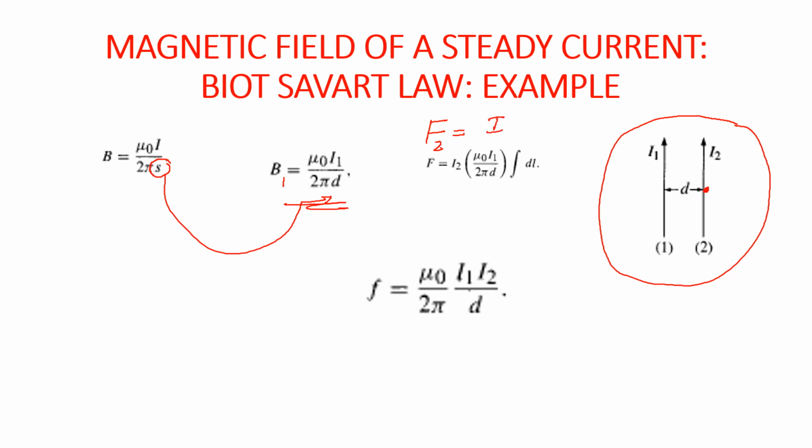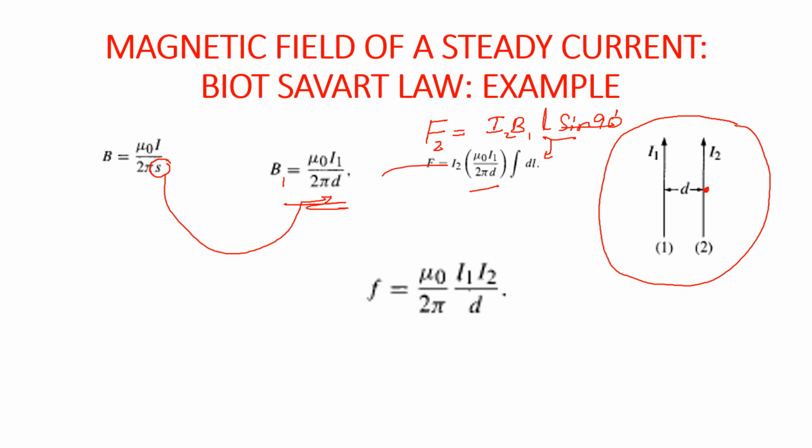I L cross B, I L B sine theta, which is sine 90 here. So this is I2, the magnetic field produced is B1, and L sine 90. So the total you can find using integration here. I2 is there, and B1 is mu 0 I1 by 2 pi d, and sine 90 is 1. So L is the integral of dl. This is the expression for the magnetic force.